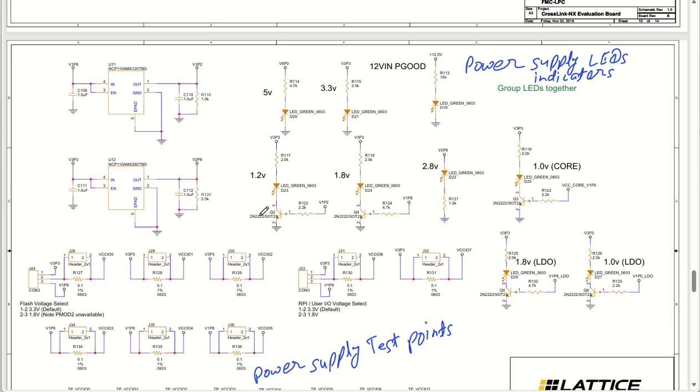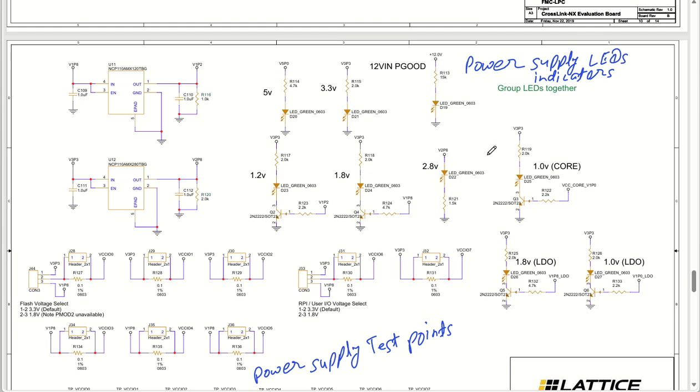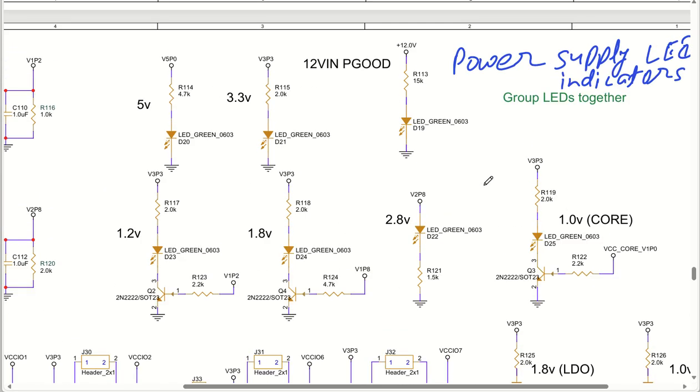Now we'll talk about the most important part of the schematic design, that is the power supplies. As you can see here we have power supply indicators. In this particular PCB design we have various voltage rails, like 12 volt, 3.3 volt, and other voltages. We need to understand whether they are available on the board or not, so for that purpose they have put LEDs to indicate that this particular voltage rail is available.